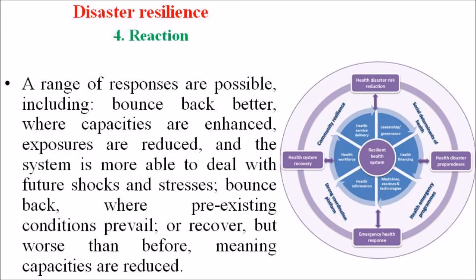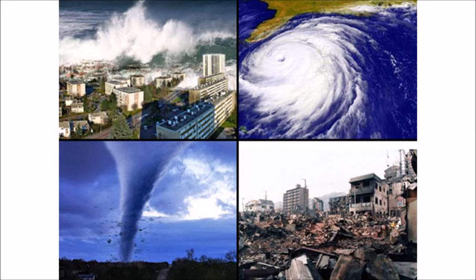And the final one is the reaction. A range of responses are possible, which includes bounce back better, where capacities are enhanced, exposures are reduced, and the system is more able to deal with the future shocks and stresses, bounce back where pre-existing conditions prevail, or recover but worse than before, where capacities are reduced. In the worst case scenario, the system collapses, leading to a catastrophic reduction in capacity to cope with the future. So these are the different strategies or terminologies in disaster management.